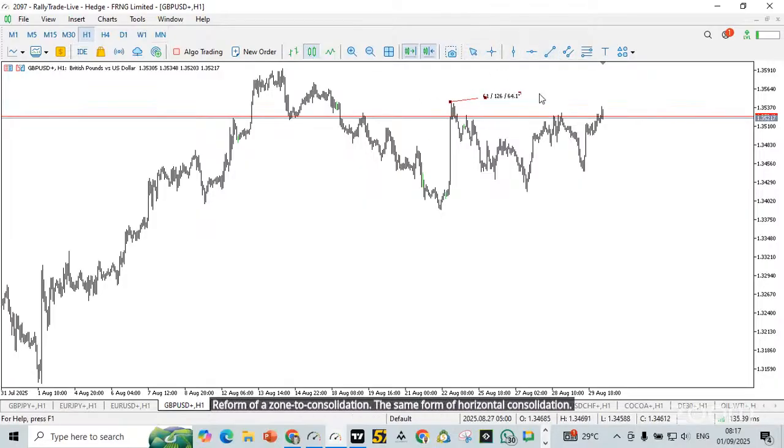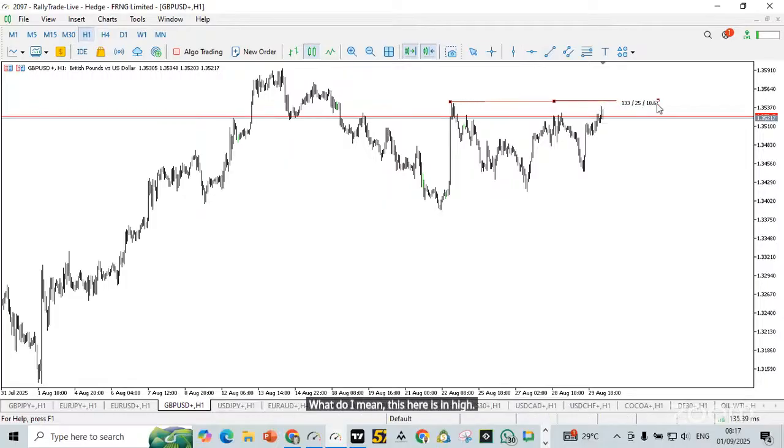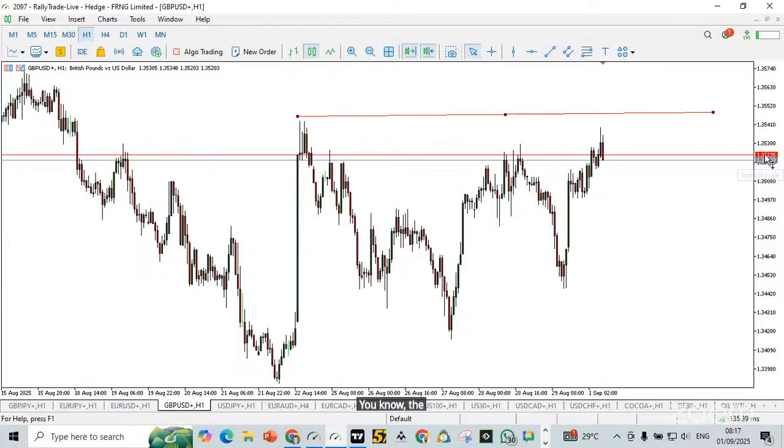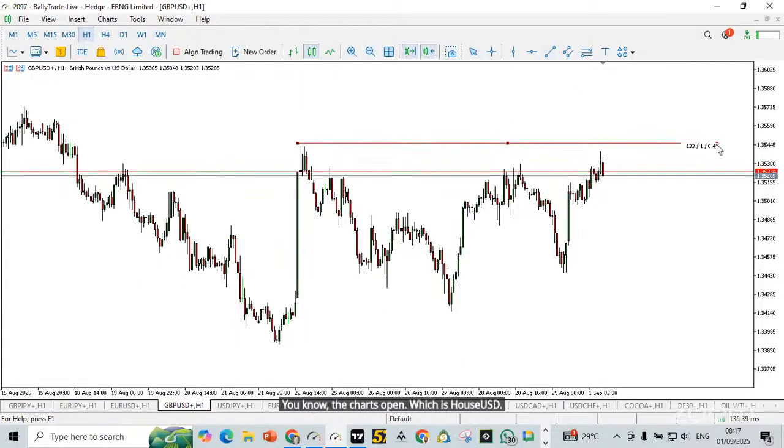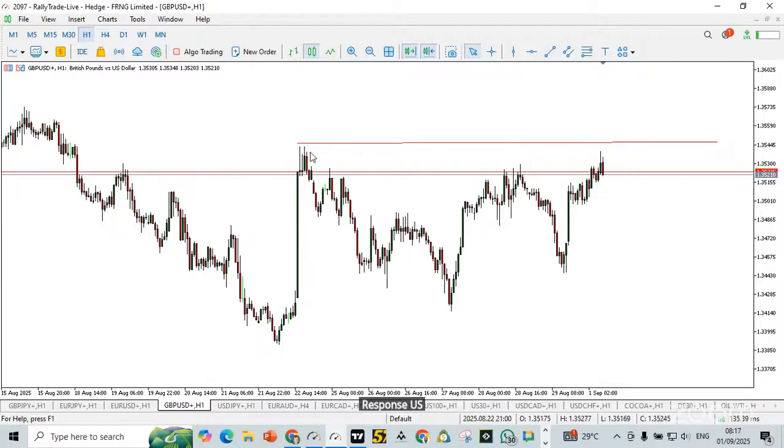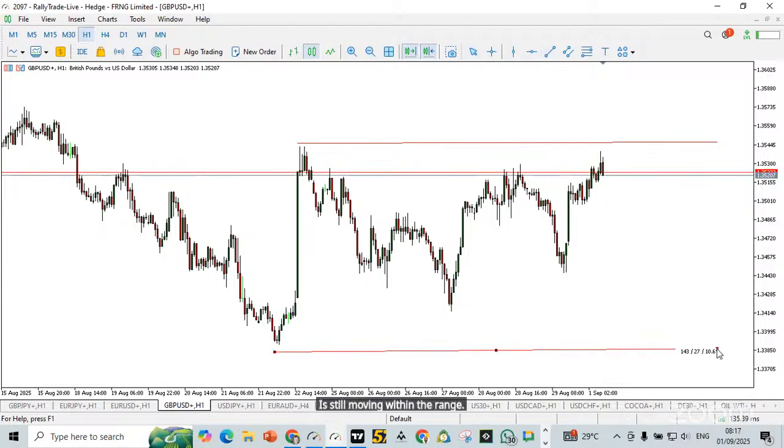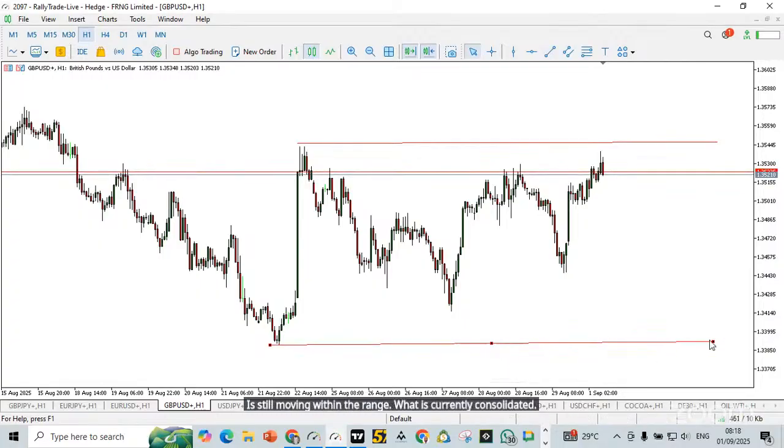What do I mean? This here is a high that the price hasn't gone above. Looking at the chart of British pounds USD, so this is the chart of British pounds USD. It hasn't gone above this high, then this is the next low. So because it's still moving within a range, we say this market is currently consolidating on the H1 time frame.